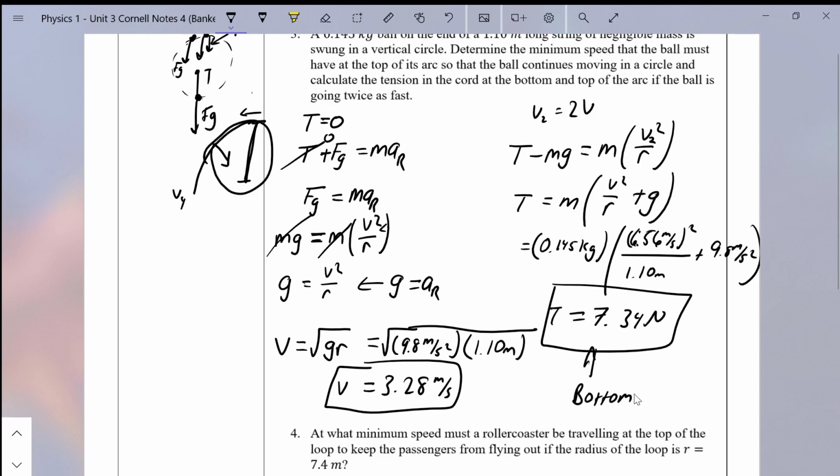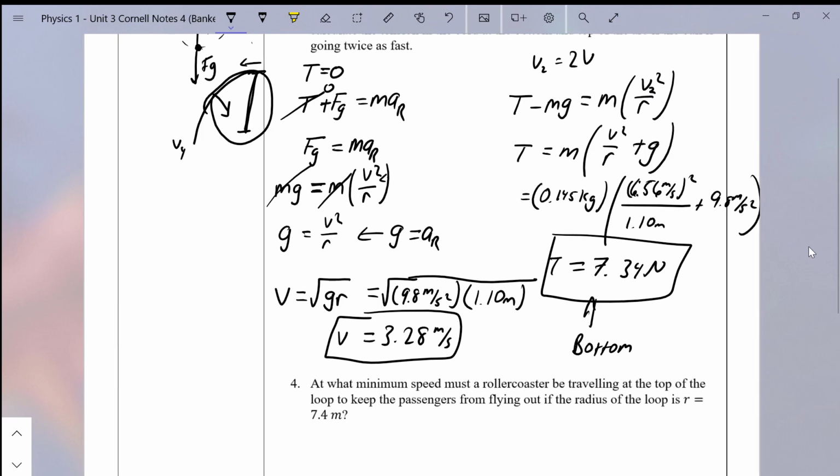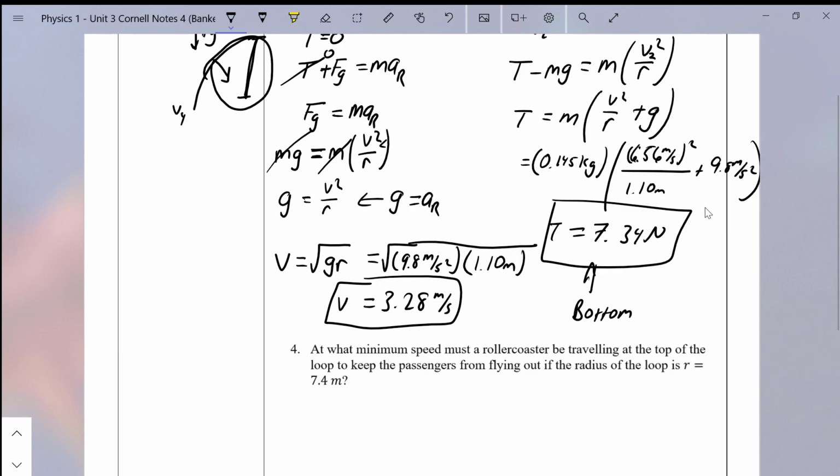If you were to want to try the top of the motion, all you have to do is, in this equation here, instead of using minus, you would use plus because they are pointed in the same direction. You could also say negative T minus mg. That would probably be more correct because both T and the force of gravity are pointing downwards at the top of the motion. So if you wanted to calculate the top of the motion, you just use T plus mg, or minus T minus mg, equals mv squared over r. Go through this whole process again, and you'll get a number that is bigger than 7.3.